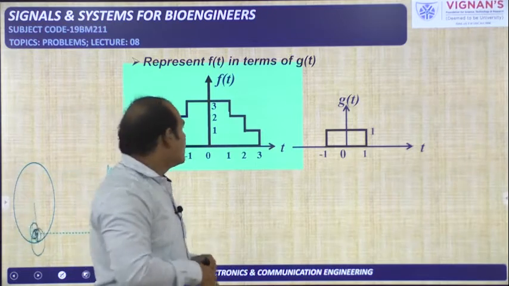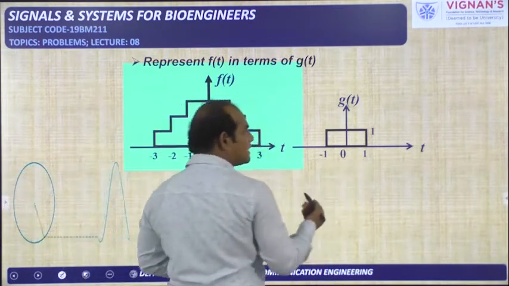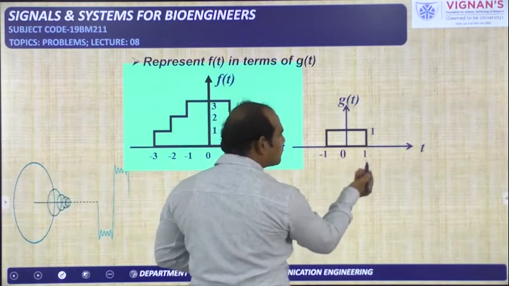If you observe these two signals, g of t is a rectangle pulse signal available as t is changing from -1 to 1, amplitude is 1.